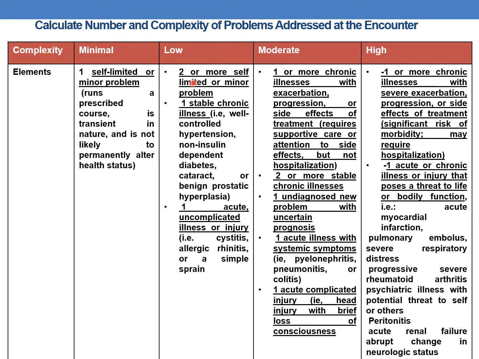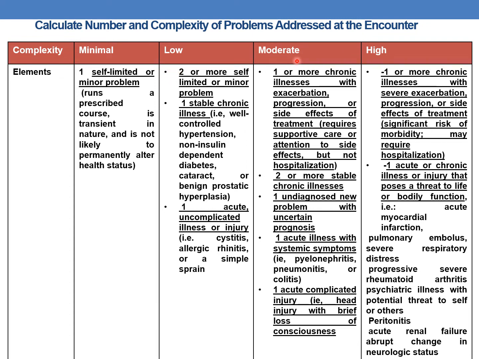Second case is when the complexity will be low. Whenever there are two or more self-limited or minor problems, or when there is one stable chronic illness, for example, well-controlled hypertension, diabetes, cataract and BPH, or when there is one acute uncomplicated injury or illness, for example, cystitis, allergic rhinitis, or a simple sprain. In all these cases, the complexity is low.